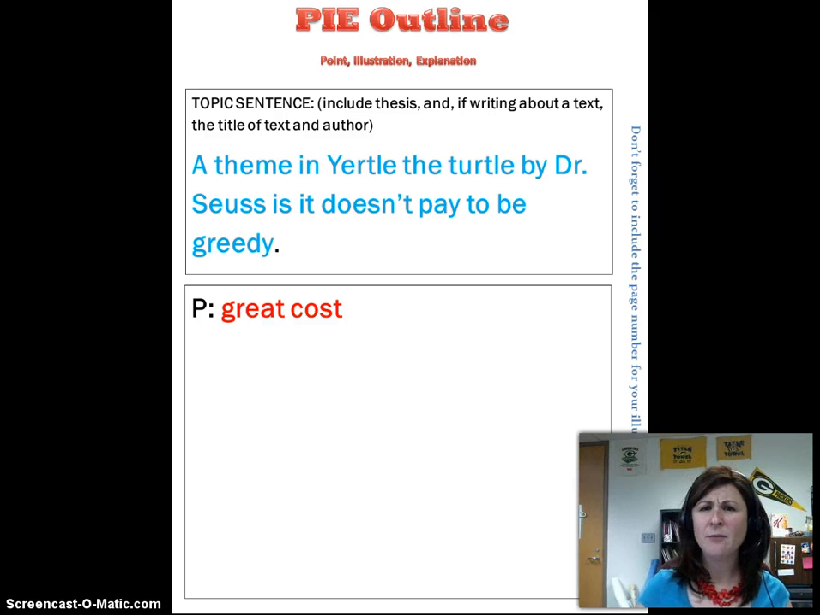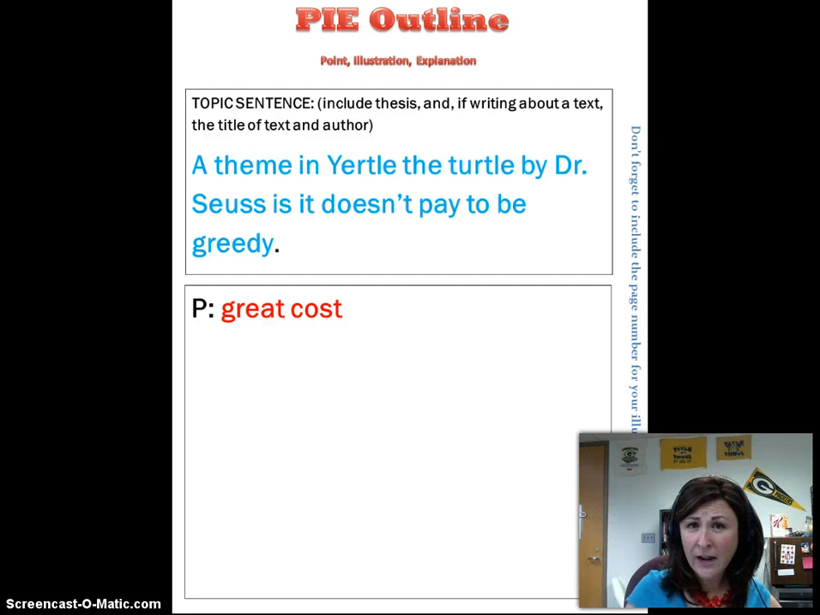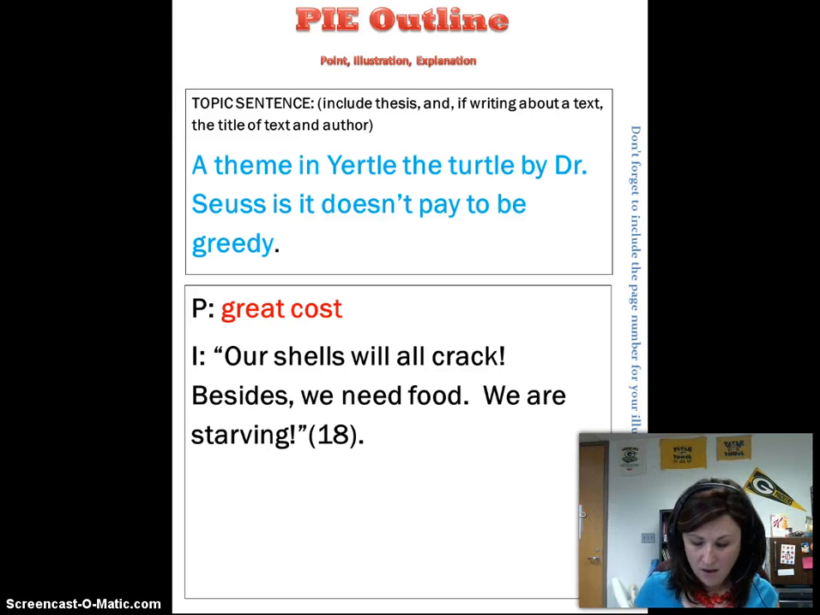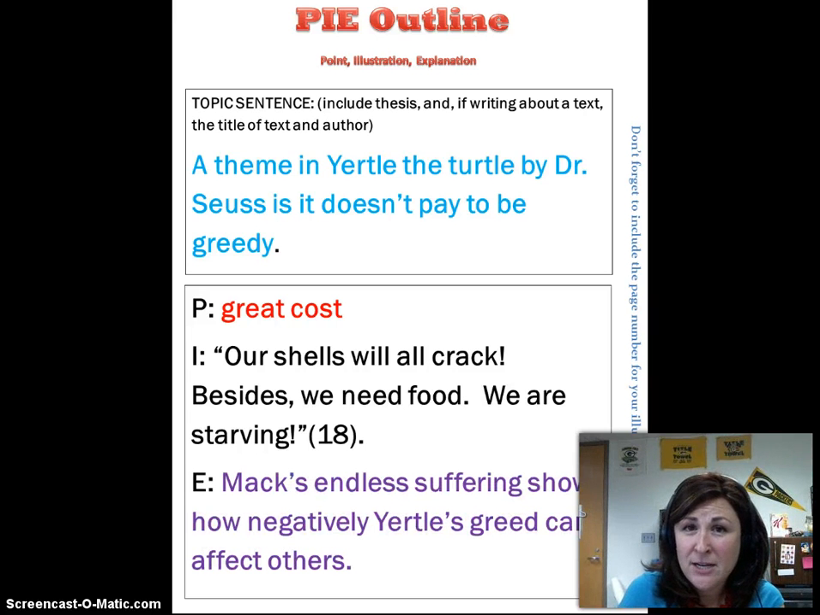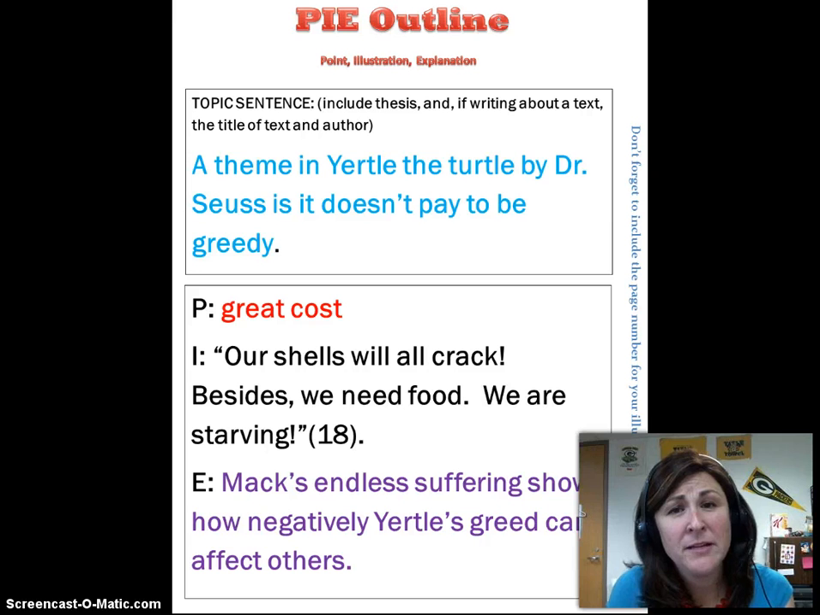So here's my outline. I need a point. The first point that I could think of is that Yertle's greed comes at great cost to others. I need an illustration to prove that, and I found that on page 18 of my book, where Mac says, "Our shells will all crack. Besides, we need food. We are starving." Now I need to connect my illustration and my point back to my thesis. I can do that with my explanation. Mac's endless suffering shows how negatively Yertle's greed can affect others. Now, this is a fine outline, but it's pretty brief.